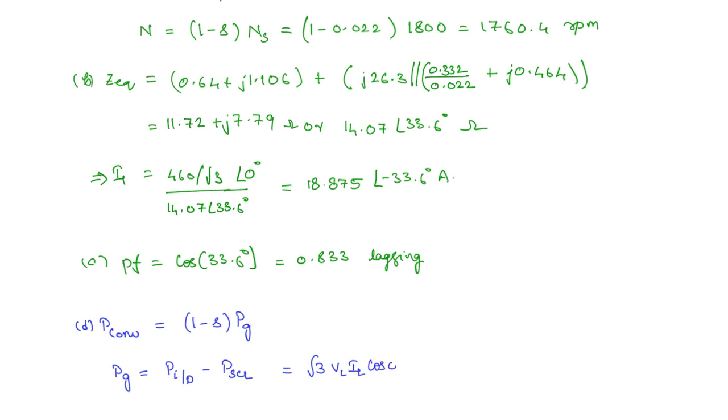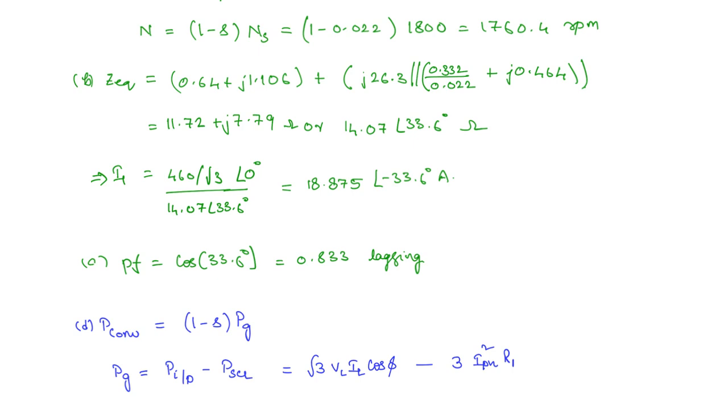VL IL cos phi. Remember, this is for the line voltage. If you are taking phase voltage, then you have to write 3 here: 3 V phase I phase cos phi. So this is the input power, minus the stator copper losses, which will be 3 times I phase square into the stator resistance, which is R1.